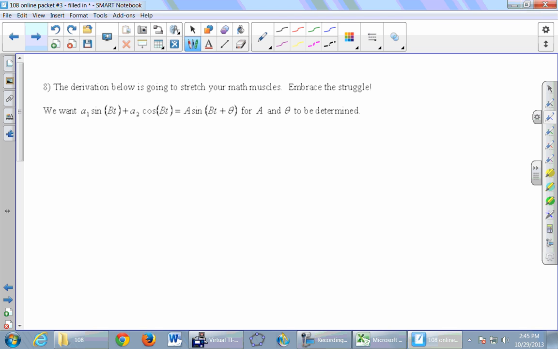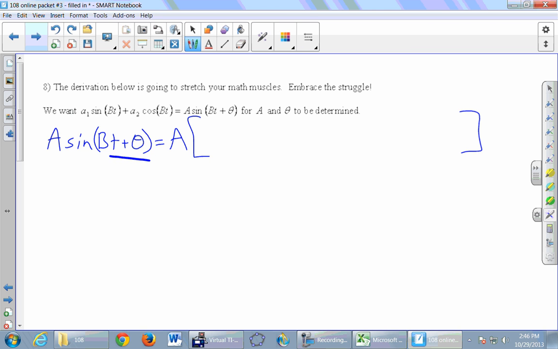I'm going to start with the right-hand side. A sine of bt plus theta equals. I'm going to copy the A, I'm going to put big brackets, and I'm going to say now, today we have talked about a formula for the sine of something plus something. So let's go ahead and use our sine sum formula and fill in the blanks. Pause the video here and come back when you're done.